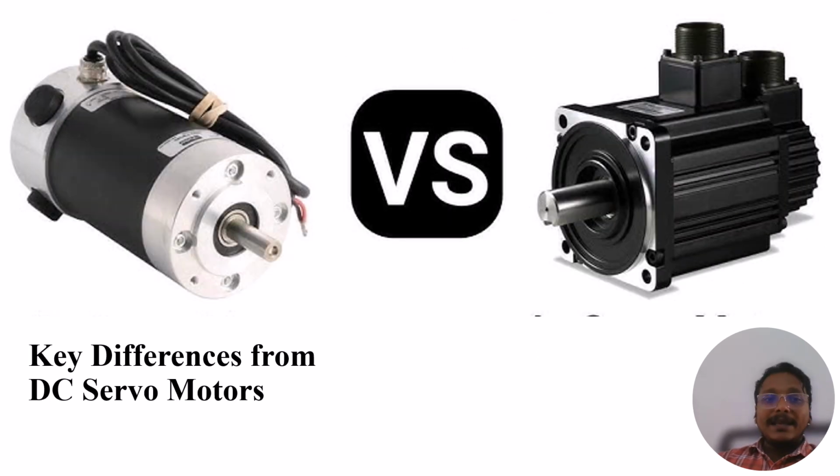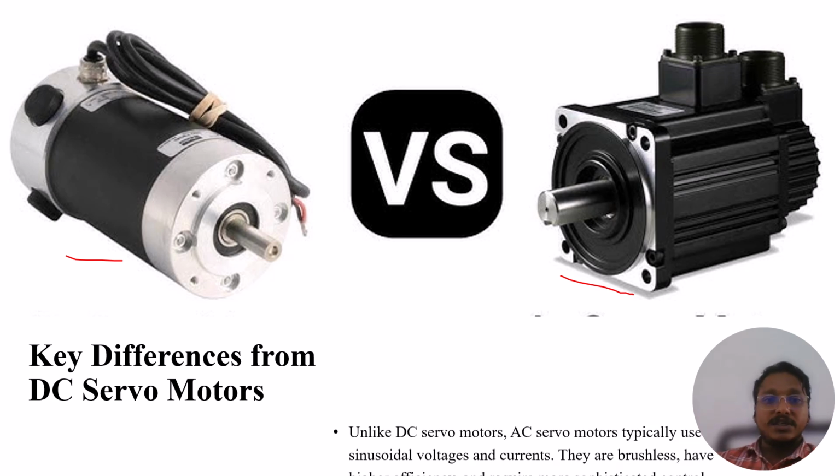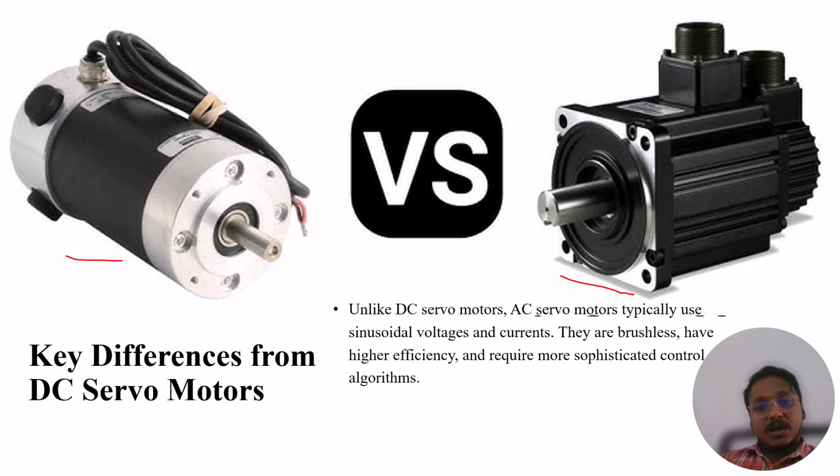Now you see the key differences between AC servo motors and DC servo motors. This is a DC servo motor and this is the AC servo motor. Unlike the DC servo motor, the AC servo motor typically uses sinusoidal voltages and sinusoidal currents, as the name itself says it has an AC supply. But the DC does not have that. AC servo motors are also brushless, with high efficiency, and require more sophisticated control.